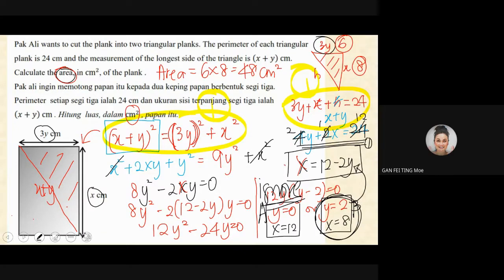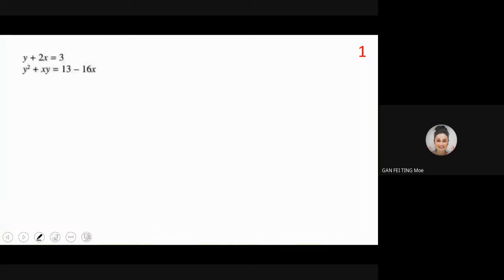Okay, let's start with this question. I go on with this. When you look into this question, you should know that it's no longer 7 marks. It should be 2 marks. So where is the first mark?